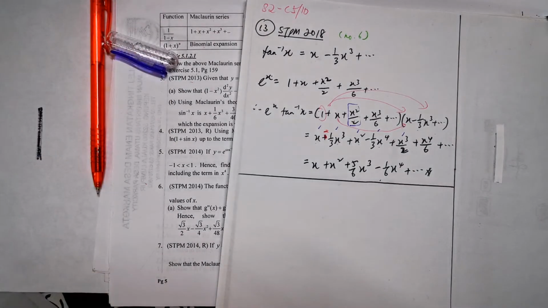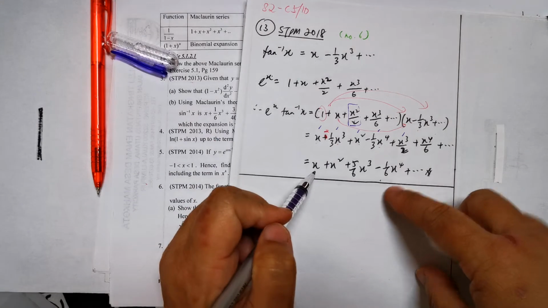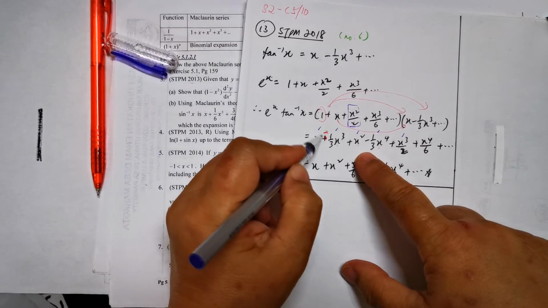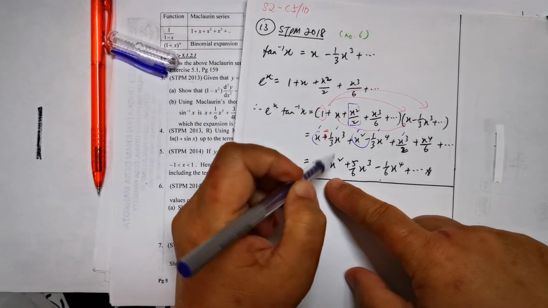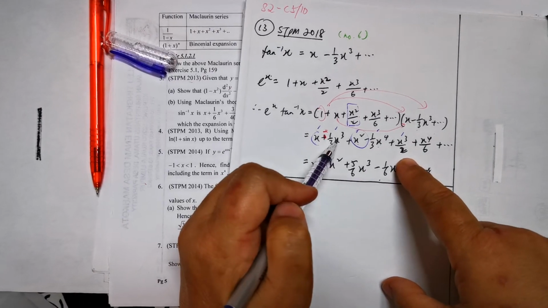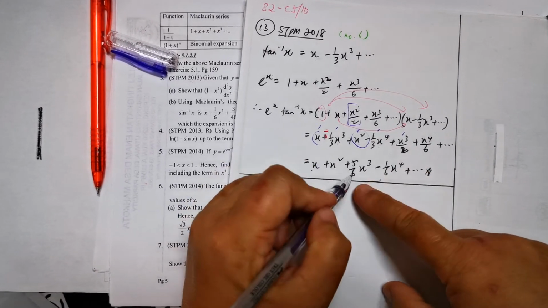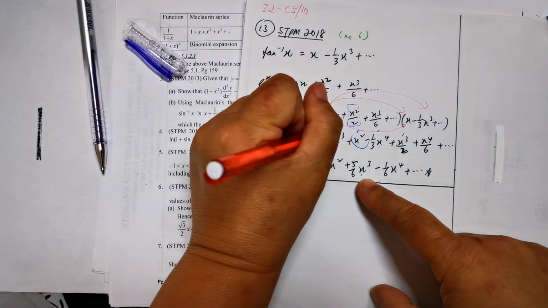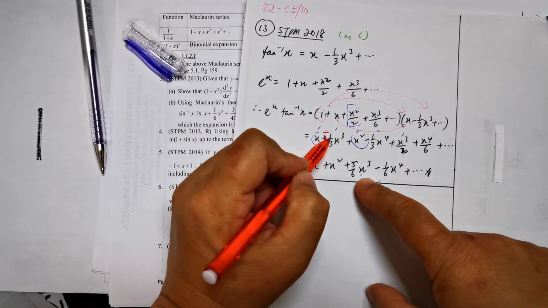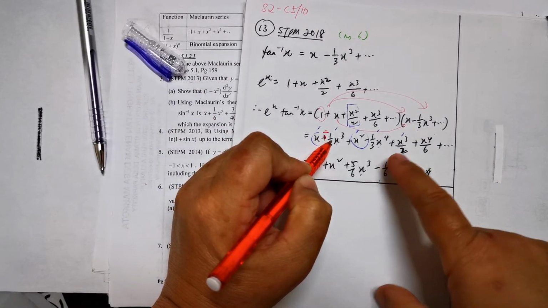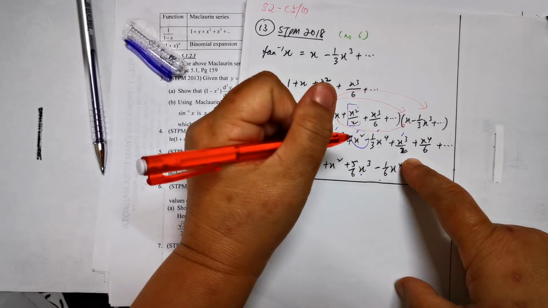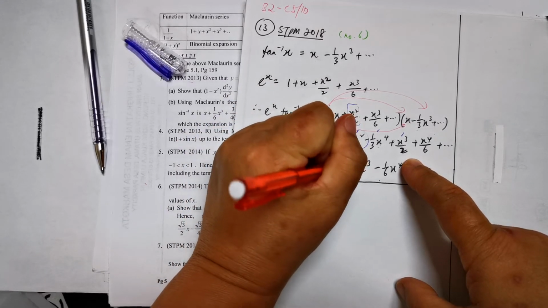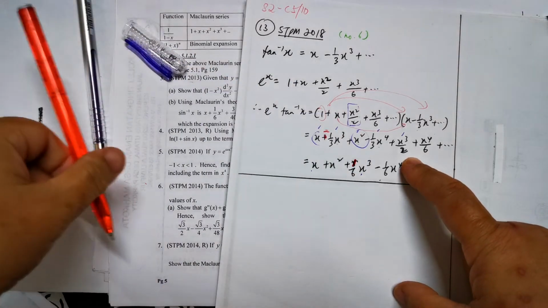Okay, now we simplify them. We only have 1 x, and 1 x squared also. But for x cubed I have 2 terms. So negative 1 over 3 plus 1 over 2. Because this is minus, it is negative 2 over 6 plus 3 over 6. Okay, it's positive 1 over 6 x cubed.